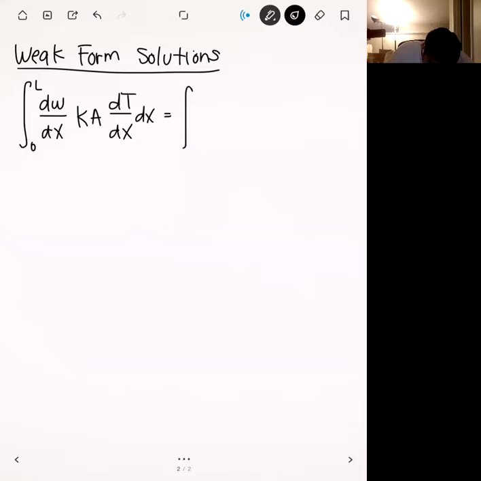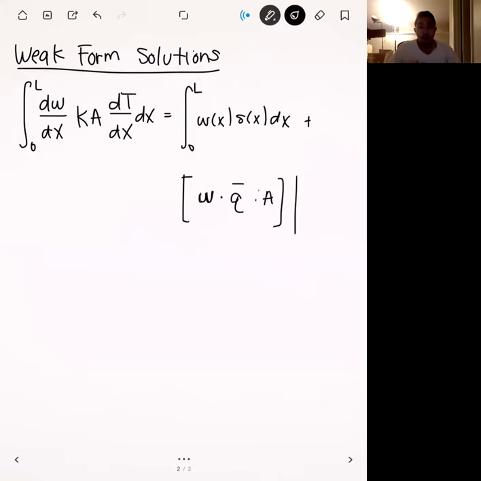On the other side, we have all of the forcing terms. First we have the integral from 0 to L of our weighting function w(x) times our source function s(x) dx, plus our natural boundary term, or our Neumann condition term. That is w times q bar, which is our heat flux, times area, and this is evaluated at the location of our Neumann boundary.